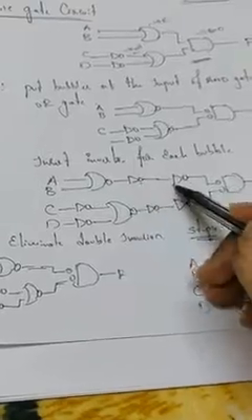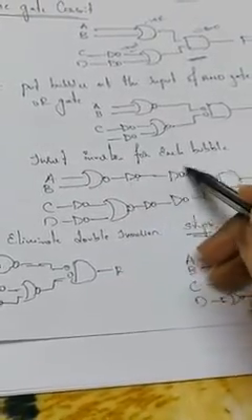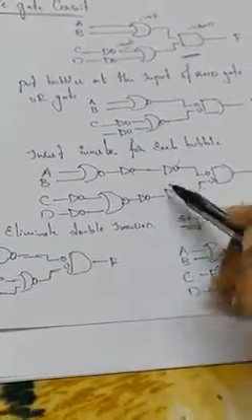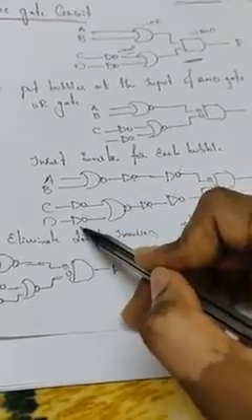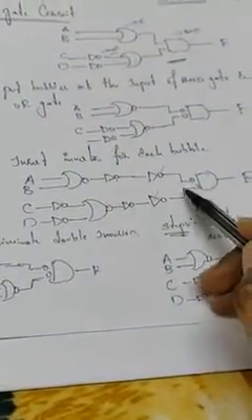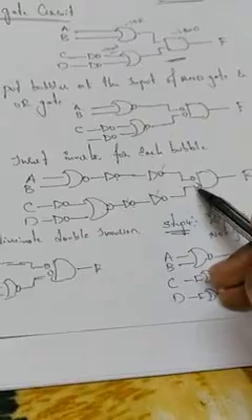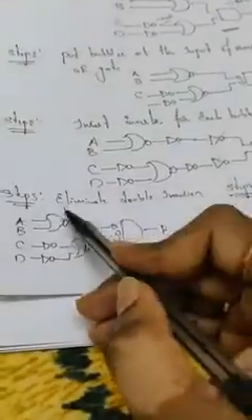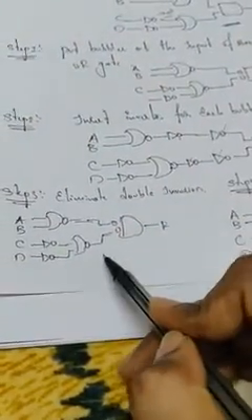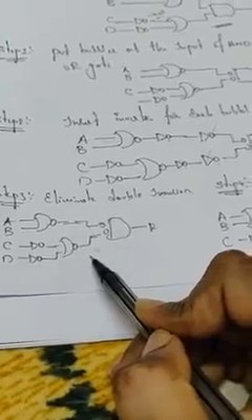Third step, eliminate the double inversion as usual. If you find double NOT gates, just eliminate them, they cancel. So here there is only one NOT gate, don't eliminate. Don't eliminate this bubble with these NOT gates, okay. This is supposed to be as it is. So the simplified circuit looks like this, okay.